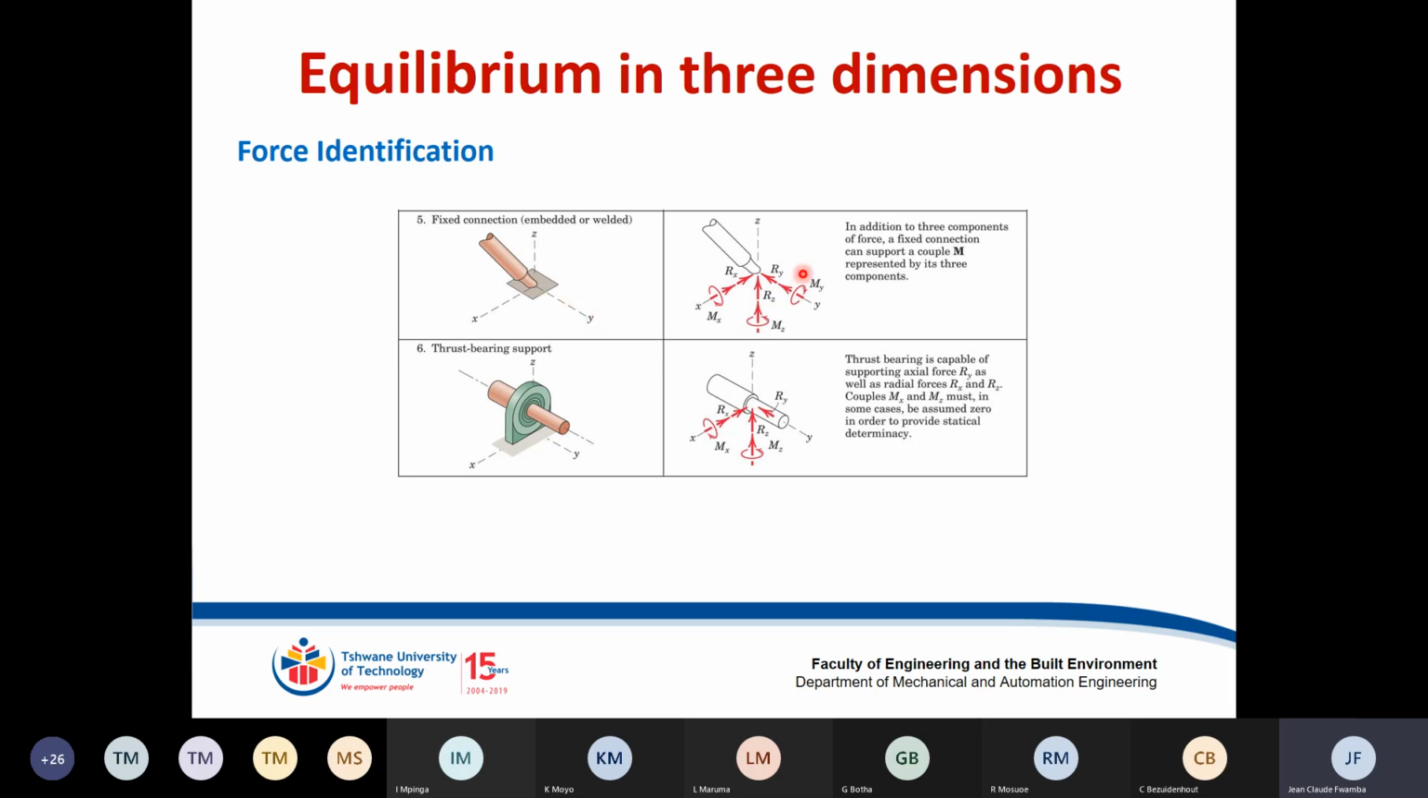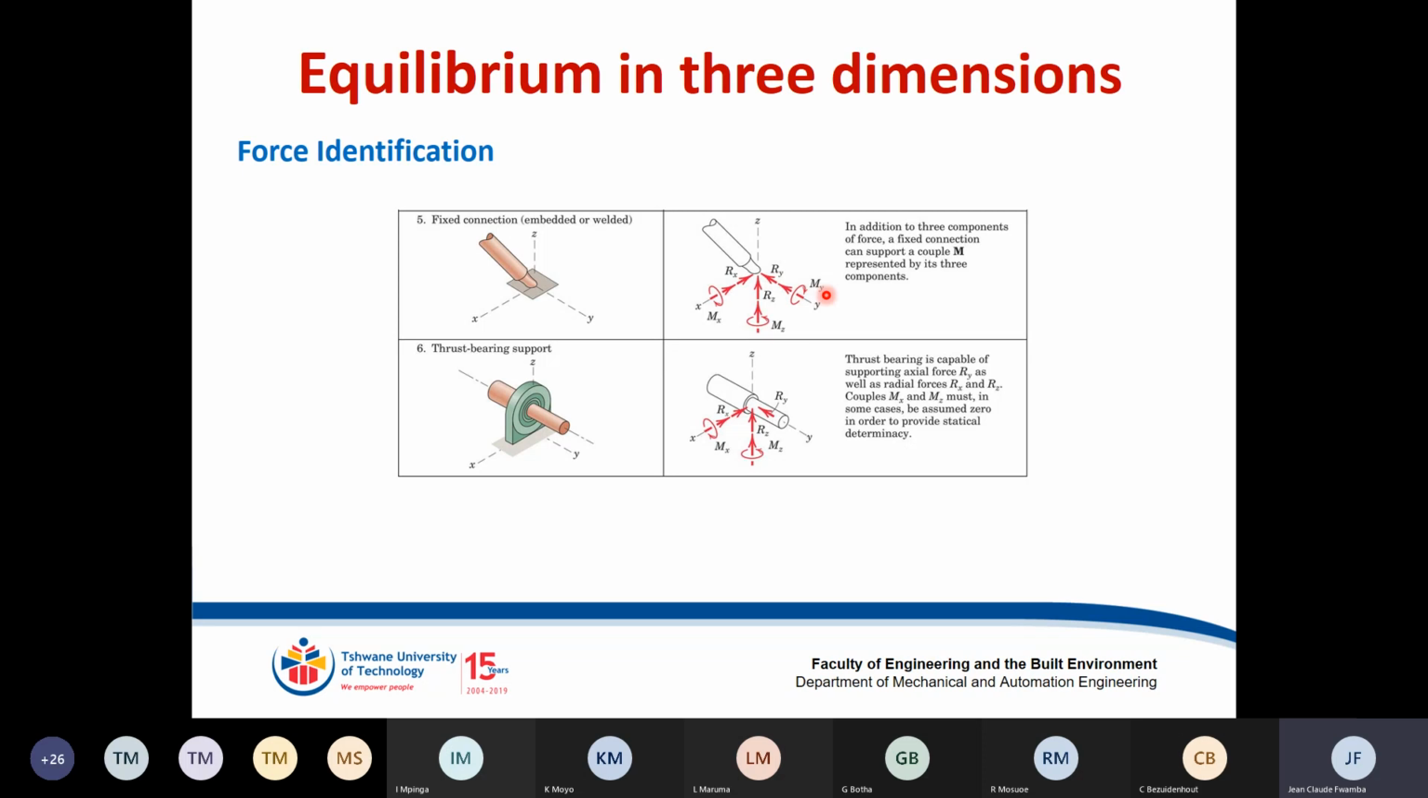So the same approach can be applied here. We'll react in terms of X, Z, and Y, and we can apply a moment around each one of those axes if need be to prevent any motion. Remember, it's all about trying to prevent any motion.